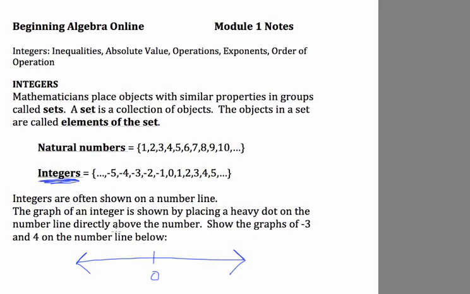When we show integers, we show them on a number line. To show an integer on the number line, you put a heavy dot on the number line. So for example, the graph of -3 would be here. And the graph of 4 would be here.